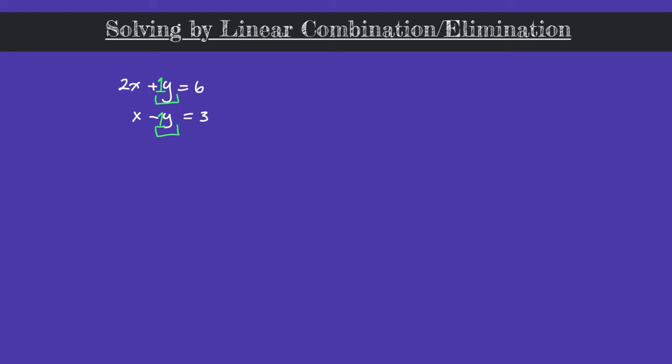Now, once we have that matching term, or those matching terms, we can either add or subtract to eliminate one of the variables. And specifically, the variable we're interested in eliminating is the variable that is a part of our matching terms. So in this case, we're going to be eliminating the y term from our equation. So I'm going to rewrite our equations. 2x plus y is equal to 6, and x minus y is equal to 3.